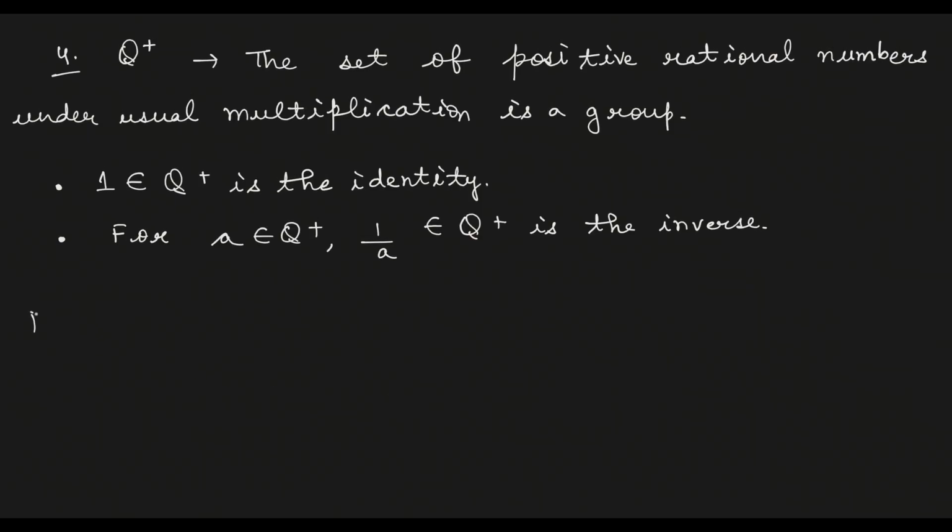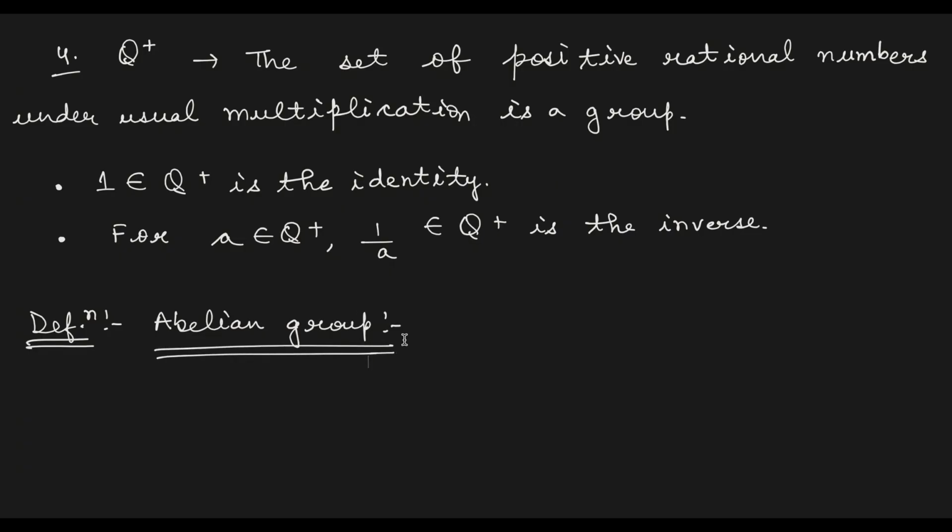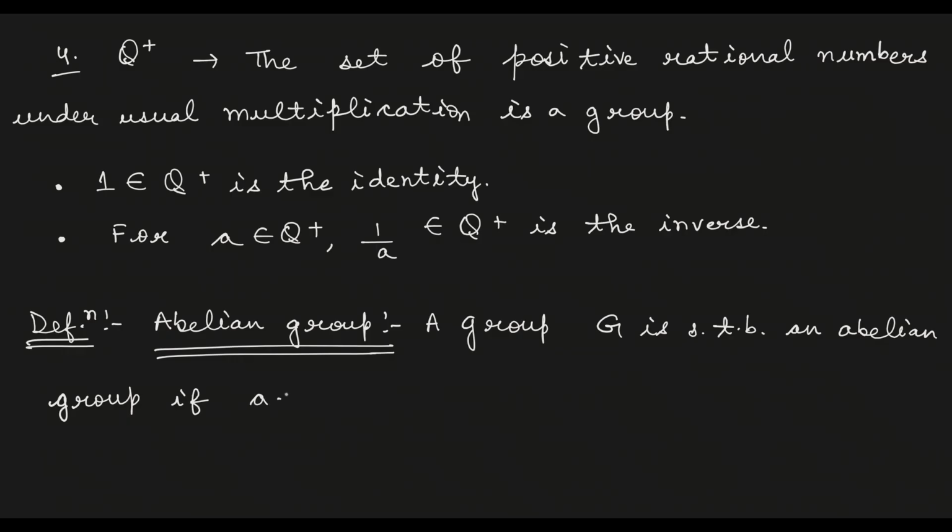Let me write the definition of abelian and non-abelian group also, so that we can discuss it in every example. Abelian group. Besides all those 4 conditions, we will have one extra condition for an abelian group, that is commutative property. A group G is said to be an abelian group if A into B is equal to B into A for all A comma B belongs to G. This is commutative property.